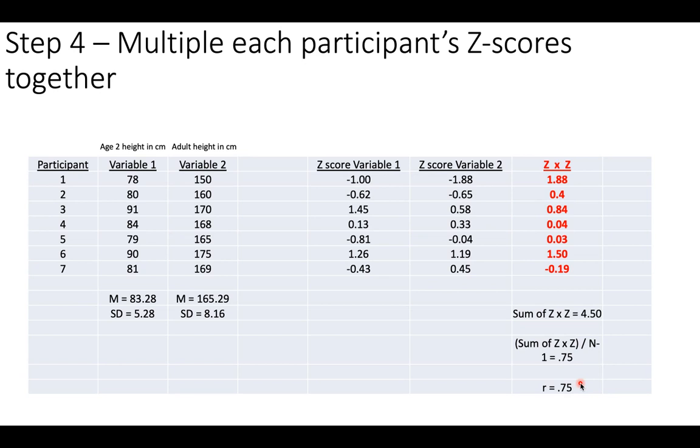which tells me that we have a positive relationship between height at age 2 and adult height, meaning if you're short at age 2, you're likely to also be short as an adult. If you're tall at age 2, you are likely to be tall as an adult. Remember, these are still association claims. We can't say that height at age 2 causes adult height, but they are strongly related to one another.